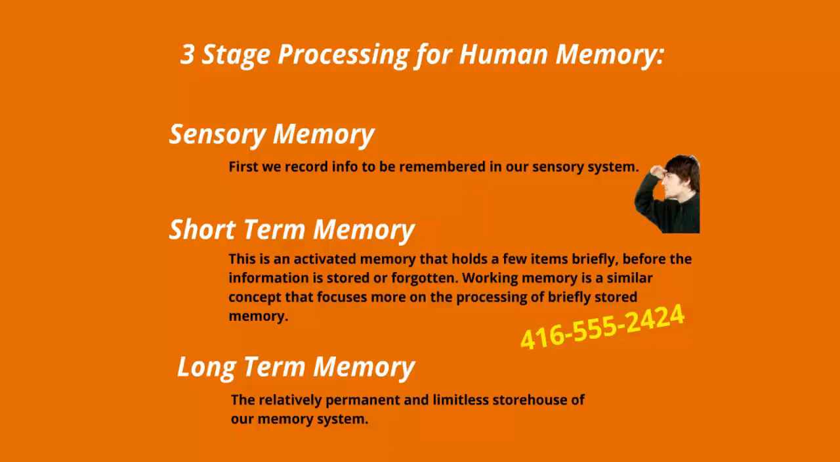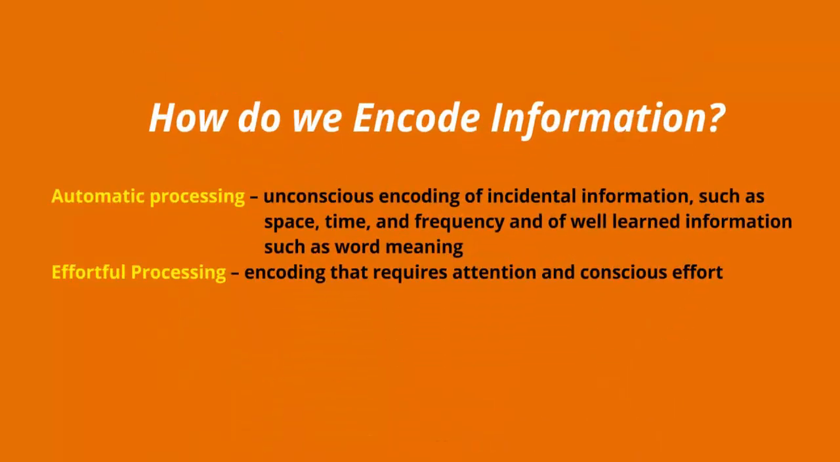How do we encode information? Well, we get information through several processes, either automatic processing, which is unconscious encoding of incidental information such as time, space, or well-learned information such as the meaning of a word, and effortful processing, which is encoding that requires attention and conscious effort, such as studying for an exam.